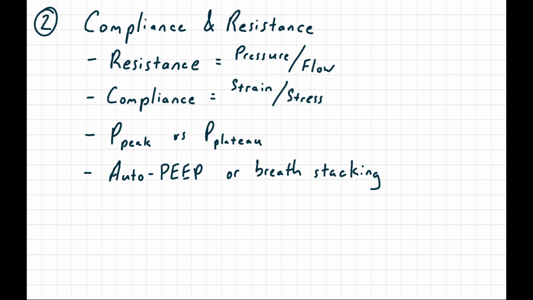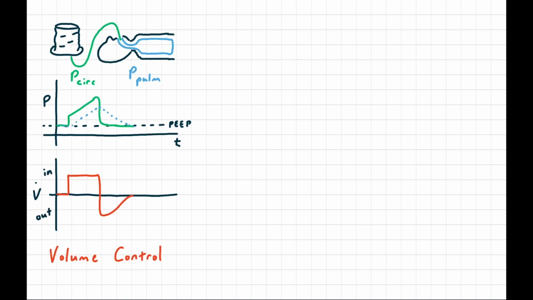We will start with a quick review of resistance, which you'll remember is the relationship between pressure and flow. We'll then define compliance as the stretchiness of the lungs, or more formally, the volumetric stress-strain relationship. We'll look at peak and plateau pressures and how they relate to changes in compliance and resistance. And finally, we'll take a look at our first complication of mechanical ventilation, which is auto-PEEP, or sometimes called breath stacking.